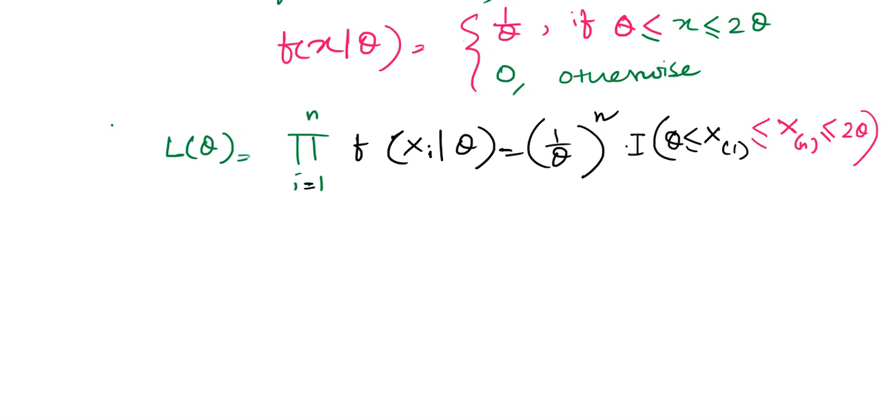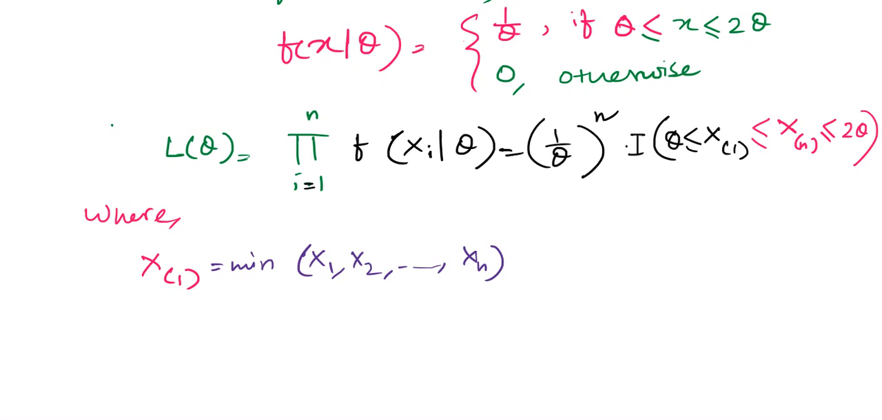So here x1 is the minimum of x1, x2 up to xn, and xn equals the maximum, max of x1, x2 up to xn.